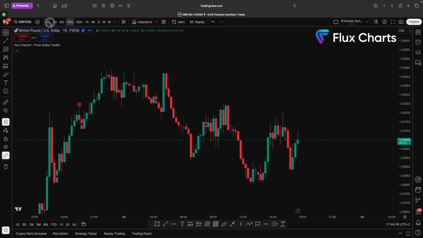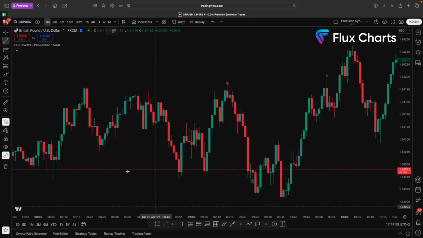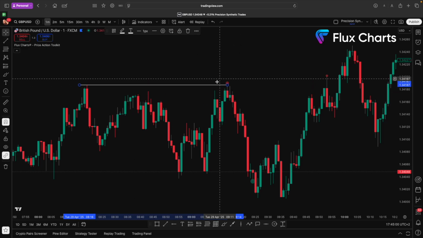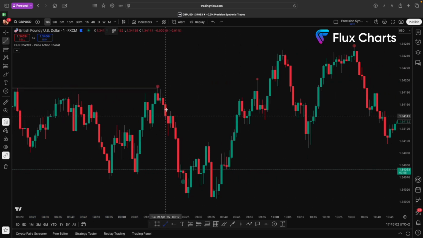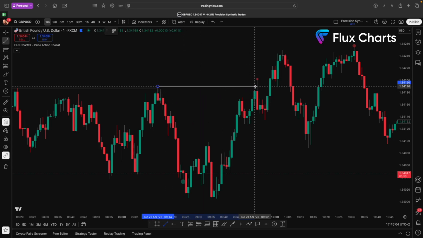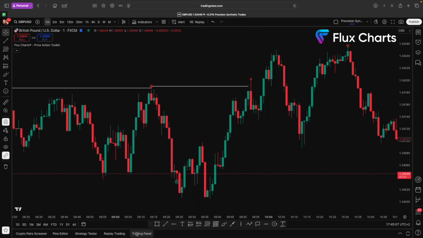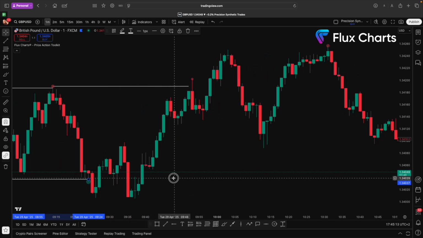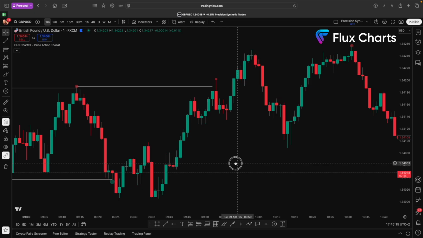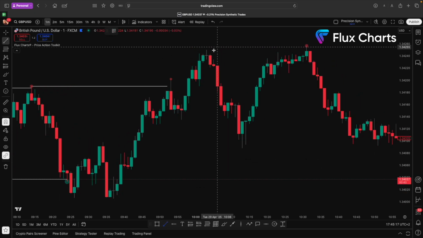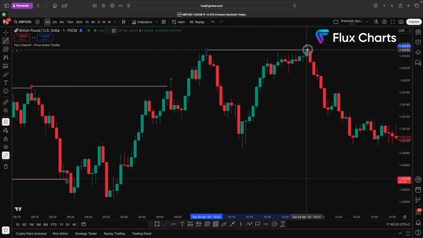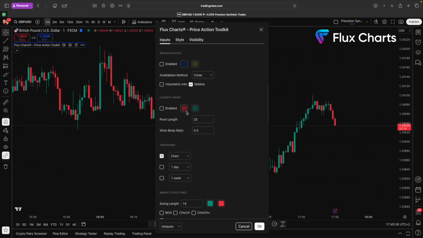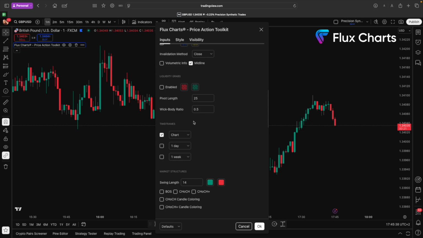If you go, for example, on the 1 minute, here you can see this high was taken out, liquidity grab. This high was taken out, liquidity grab. This low right over here was taken out, they indicate liquidity grab. This high was taken out right over there, indicate liquidity grab. So this is one thing that I like a lot.